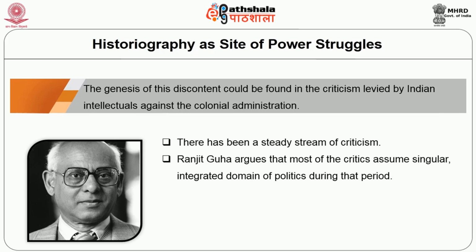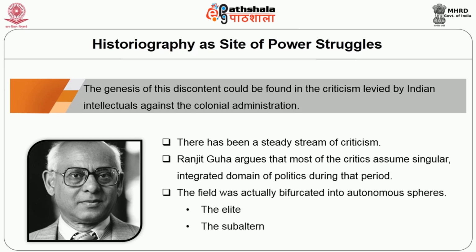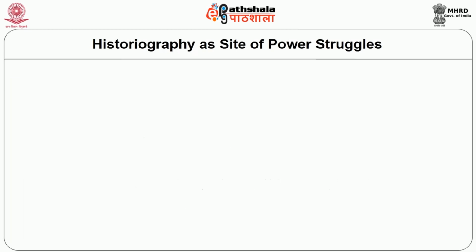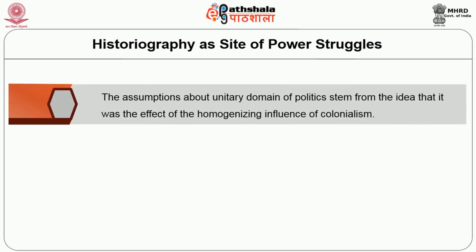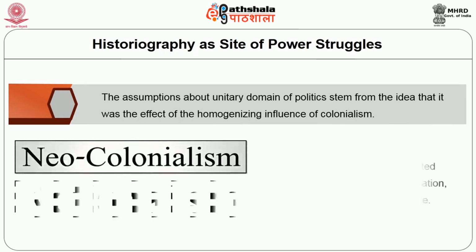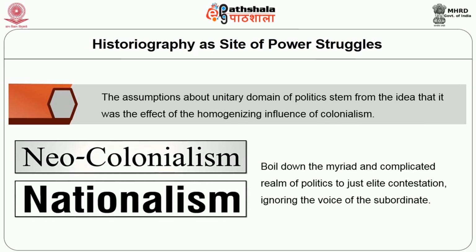However, Ranjit Guha says that most of the critics assume a singular integrated domain of politics during that period. What they don't realize is that the field was actually bifurcated into autonomous spheres, the elite and the subaltern. The assumptions about a unitary domain of politics stem from the idea that it was the effect of the homogenizing influence of colonialism. Both kinds of historiographies, neo-colonialist and nationalist, boil down the myriad and complicated realm of politics to just elite contestation, ignoring the voice of the subordinate.